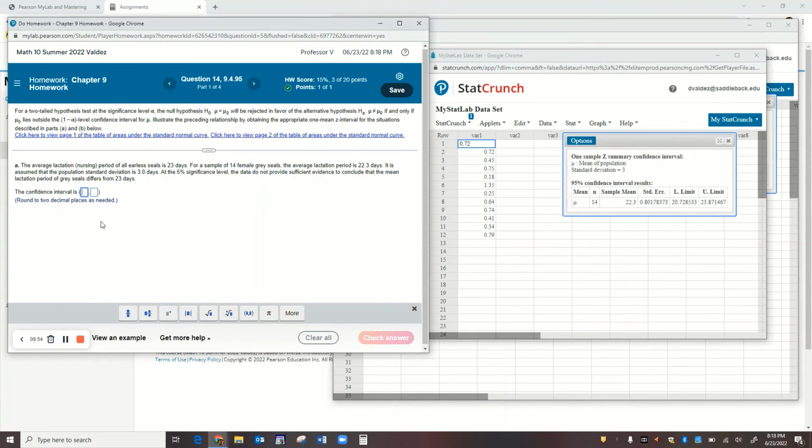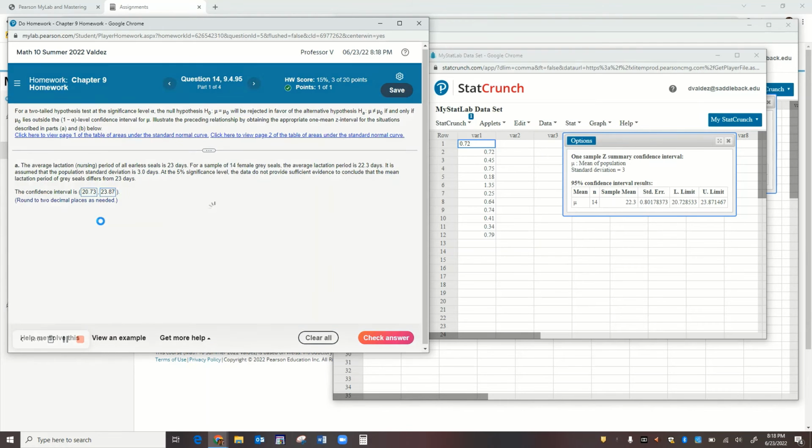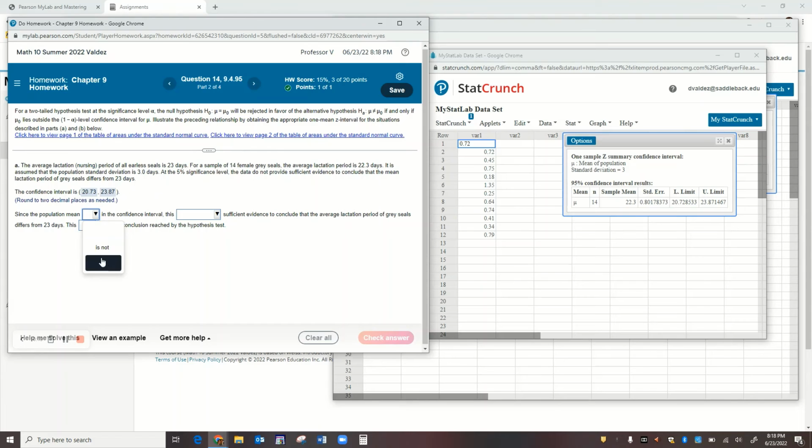So lower limit, 20.73, and then upper limit, 23.87. Look at the population mean. The population mean is 23 days. That lies within this interval, okay? So what does that mean? Well, since the population mean is in the confidence interval, right? 23 lies between the lower limit and the upper limit.